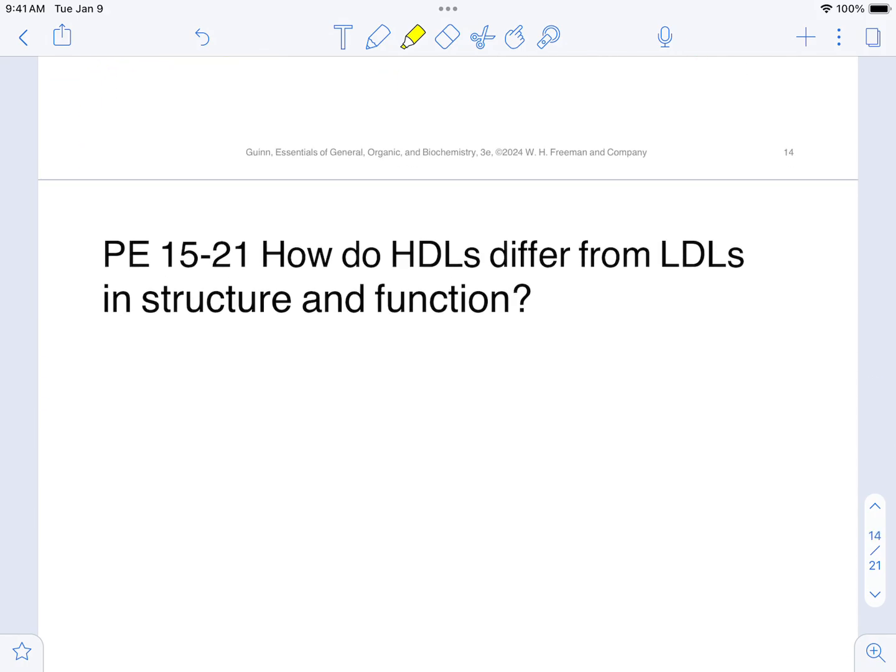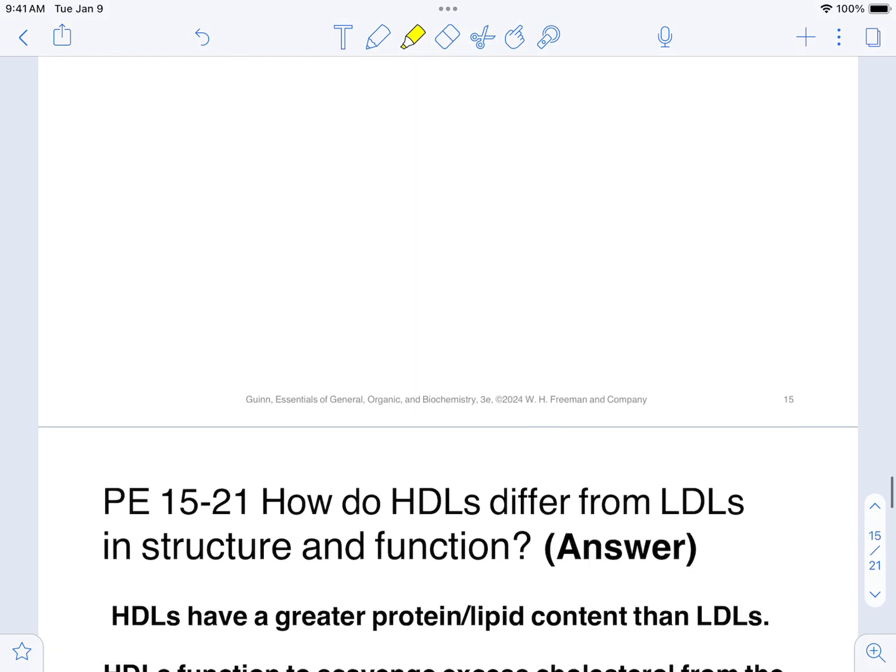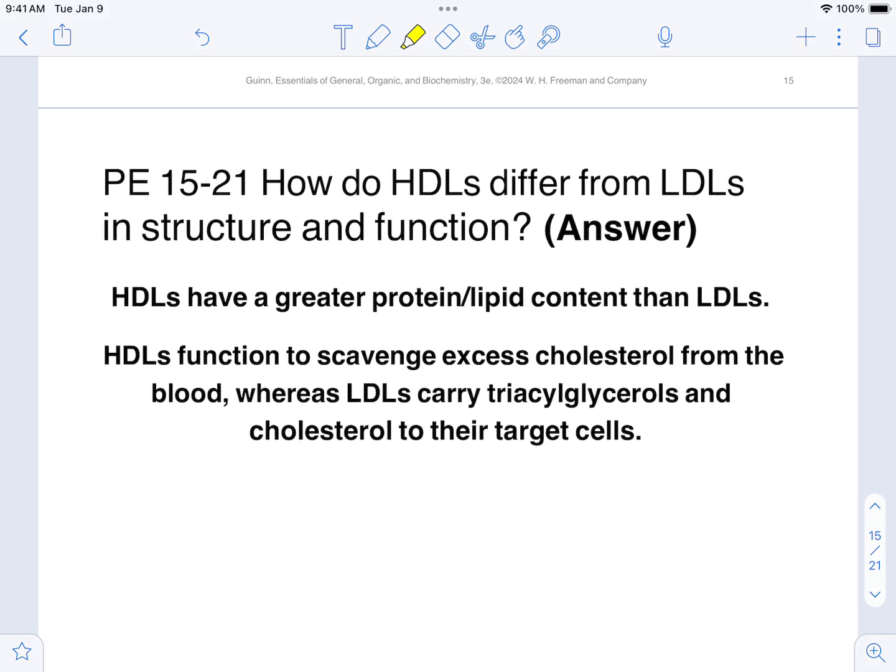So a question here: how do HDLs differ from LDLs in structure and function? So your HDLs have a greater protein lipid content, more protein, less lipid than LDLs. And then there's the function again, to get rid of that excess cholesterol. Your LDLs, they will carry your triacylglycerides and cholesterol to their cells. And then that's how you'll get your different fat globules, and you can build fat that way.